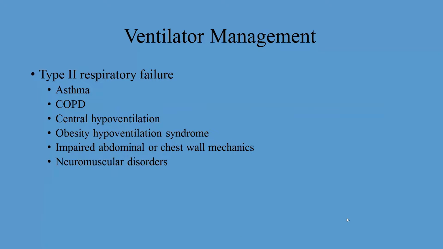Now, type 2 respiratory failure, which is hypercapnic, oftentimes this is the obstructive problems, asthma or COPD, or things like central hypoventilation or obesity hypoventilation syndrome, and then the things that cause impaired work of breathing, like impaired abdominal or chest wall mechanics, or the neuromuscular disorders.